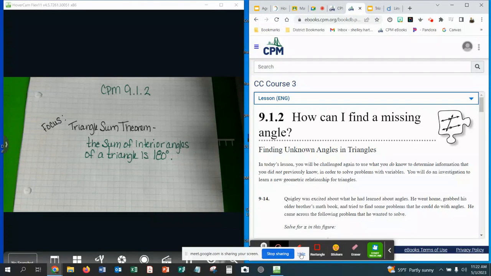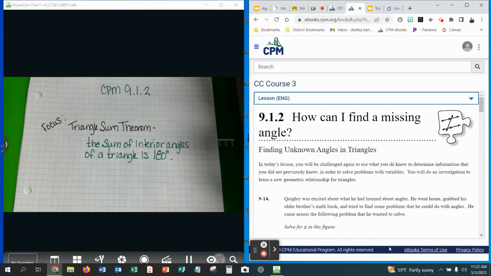Hi, we are focusing on CPM 9.1.2. Our focus today is triangle sum theorem. Write this down. The sum of the interior angles of a triangle is 180 degrees.